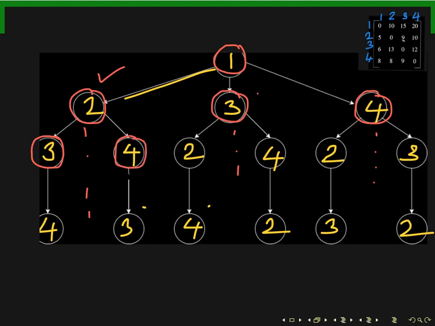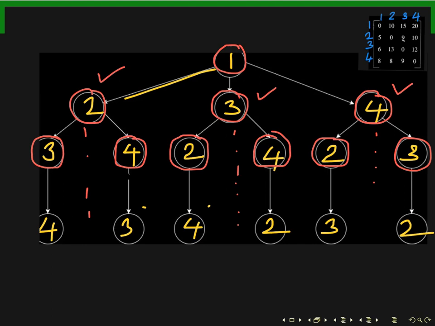Similarly, to calculate the minimum cost path at this vertex 3, it will be easier if you are already aware about the minimum cost path at this 2 and this 4. And similarly, here, calculating the minimum cost path via 4 becomes easy if you are already aware about the minimum cost path via this 2 and this 3. And this definition is going to be recursive.